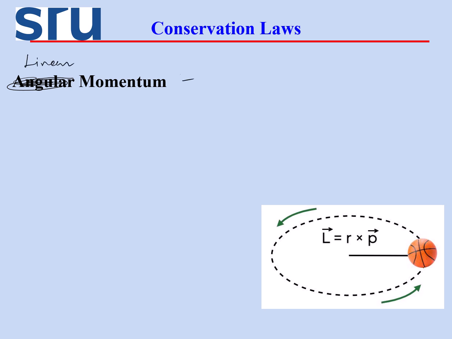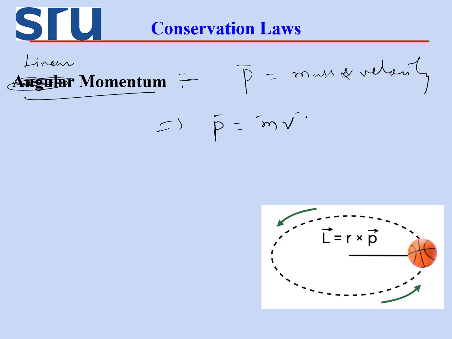Linear momentum. The linear momentum is represented with P. So P equals the product of the mass and velocity. Therefore P equals m into v. The mass multiplied with its velocity is equal to the momentum of the particle.